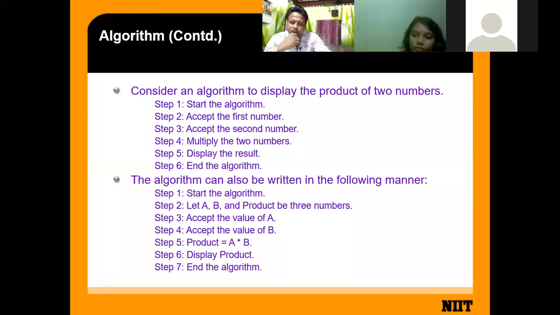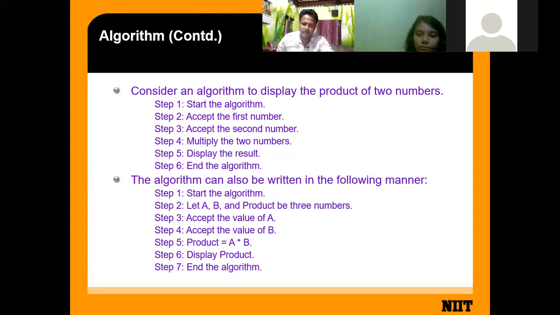So here we define three locations. A, B is one location, product is another location. So three locations we have defined. So accept the value of A, accept the value of B. So two values we have accepted. Product equals A into B. So we multiply the numbers A into B, display the product and end of algorithm. So it is the basic step for creating an algorithm.